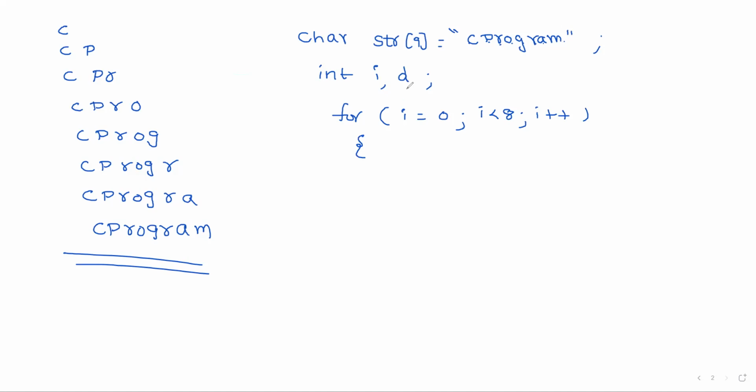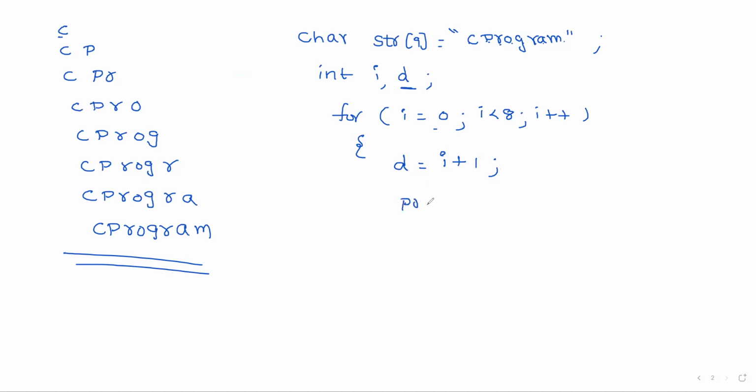How many characters are to be printed? The first time, 1 character. In the second iteration, 2 characters. Third iteration, 3 characters. Fourth iteration, 4 characters, and so on. So I am using the variable d equal to i plus 1. Initially i is equal to 0, so in the first step the d value is 0 plus 1.